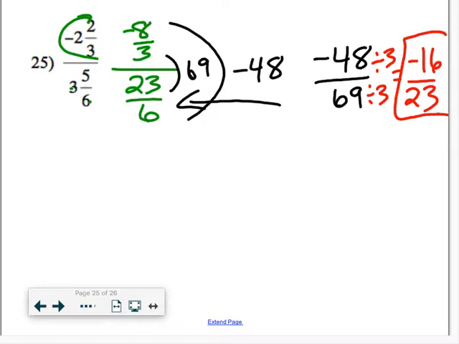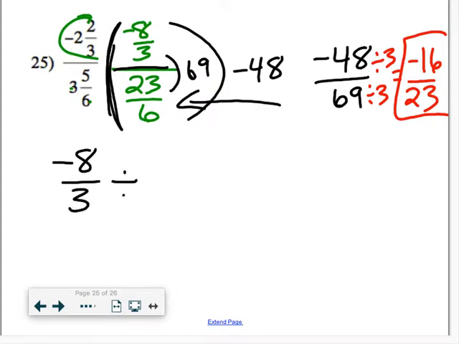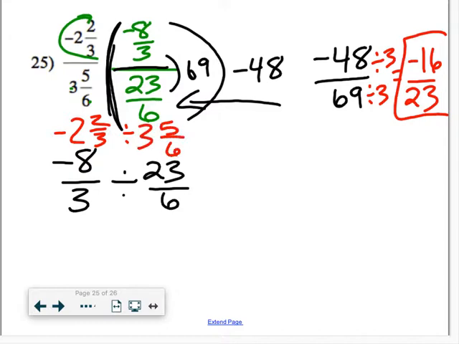Now for you who like to do it the other way. Again, you still have to change this into these 2 improper fractions here. But then we can rewrite it. Negative 8/3 divided by 23 over 6. And maybe you did a step before that. Maybe you rewrote it as negative 2 2/3 divided by 3 and 5/6. And then made them improper. Either way, it doesn't really matter. Whatever works best for you.